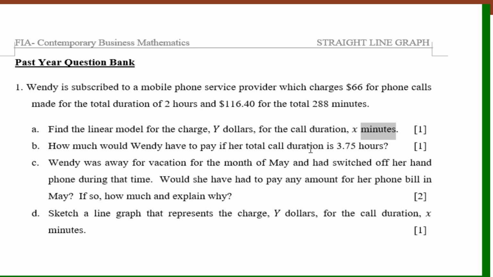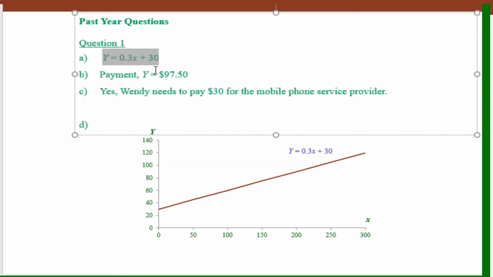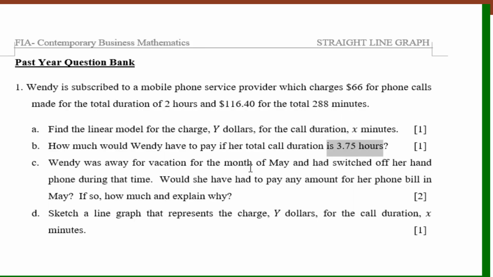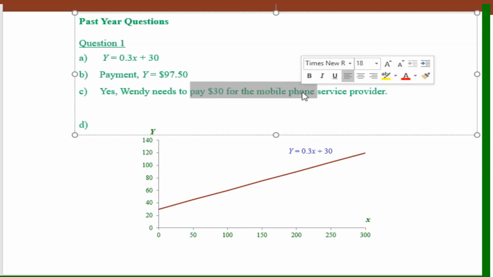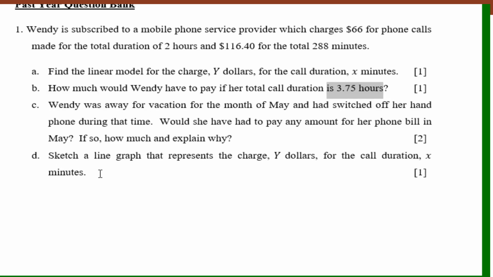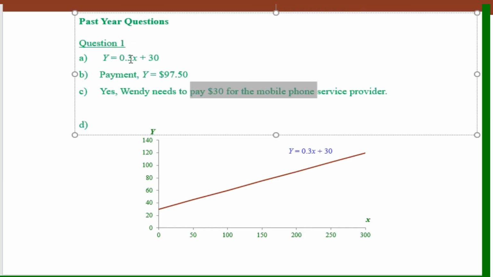How much will Wendy have to pay if it's 3.75 hours? So you change your 3.75 hours into minutes and substitute into this equation. You will get y equals 97.5. She goes for a holiday. Does she still have to pay? Yes. Why? Because there is a fixed cost of $30. Then they ask you to sketch the line. Easy. y equals 0.3x plus 30. 30, line go up. That's it. No need for scale, nothing. Just sketch.